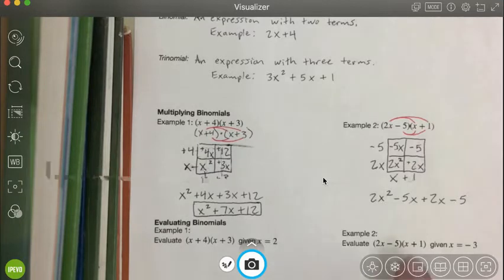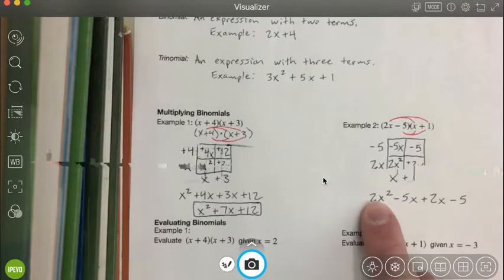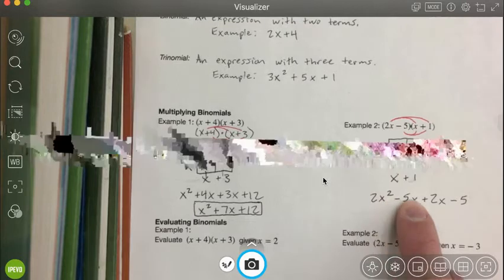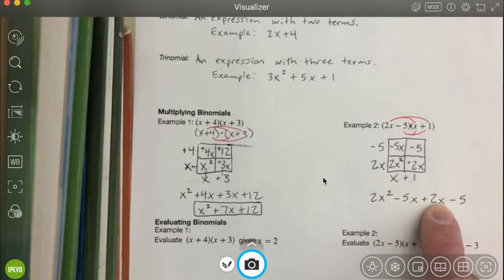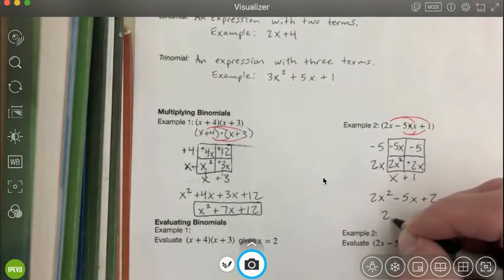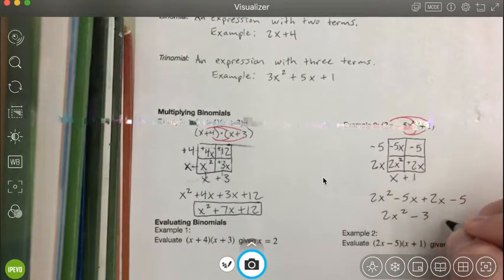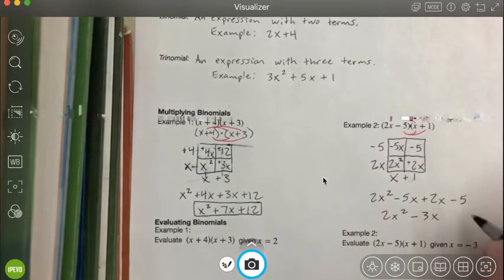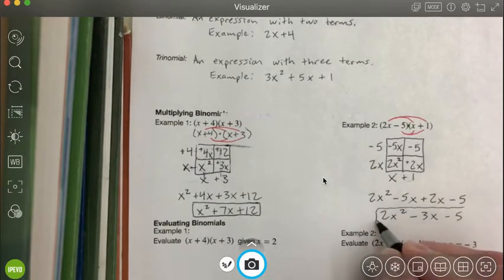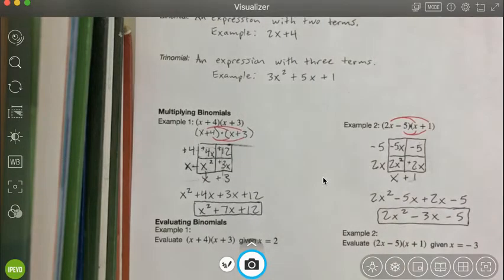All right, and now you'll see we have our 2x squared. There's no like terms there, but there is a minus 5x plus a 2x. Those are my like terms. And so if I add negative 5x and 2x, I get negative 3x, and then I have this negative 5 left on the end. And that's it.